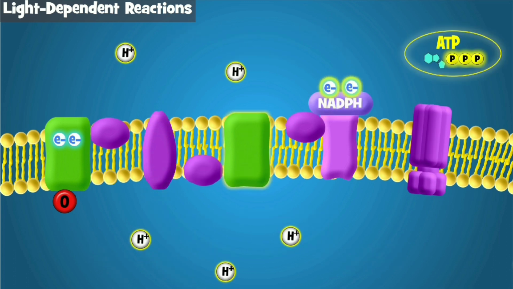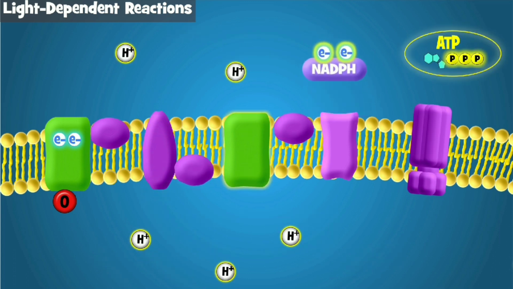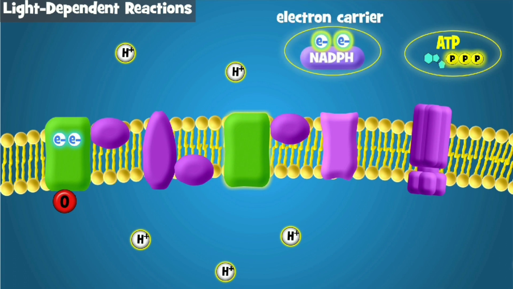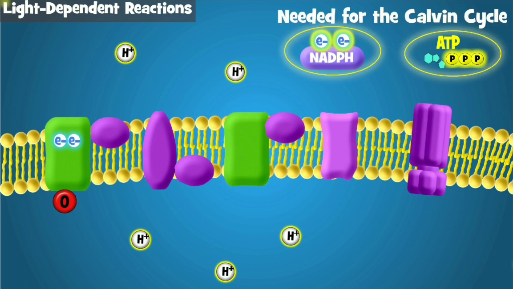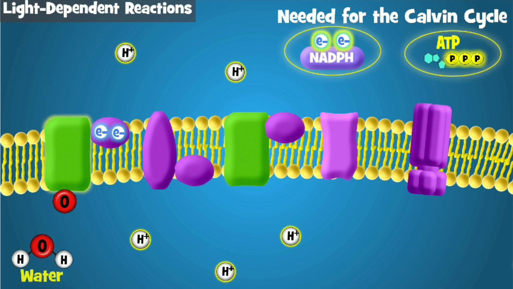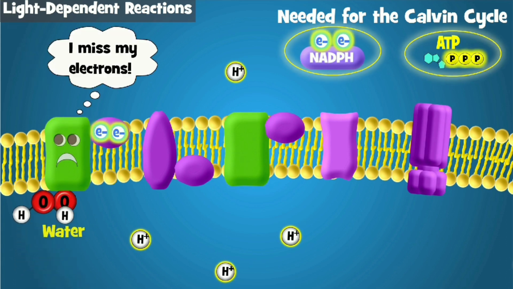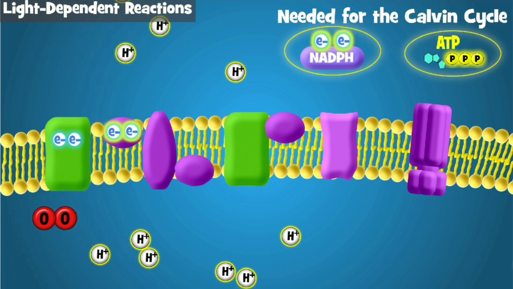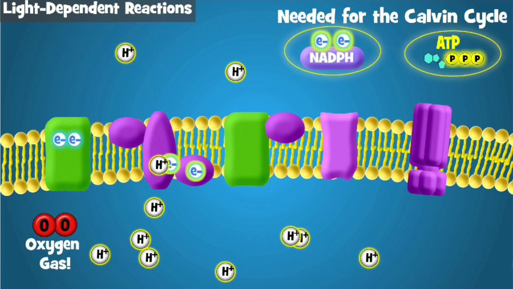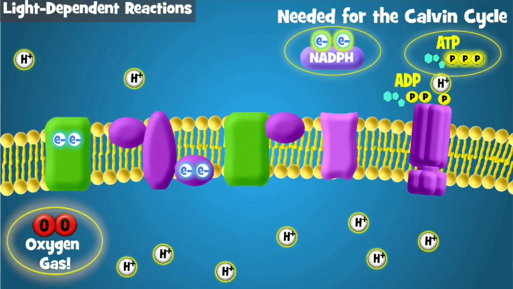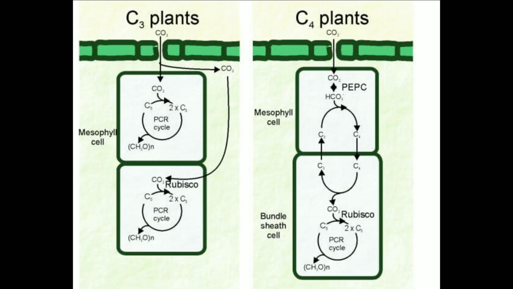ATP and NADPH. The light-independent stage, also known as the Calvin cycle, takes place in the stroma, the space between the thylakoid membranes and the chloroplast membranes, and does not require light, hence the name light-independent reaction. During this stage, energy from the ATP and NADPH molecules is used to assemble carbohydrate molecules like glucose from carbon dioxide. Next, I'm gonna share about C3 and C4 photosynthesis.